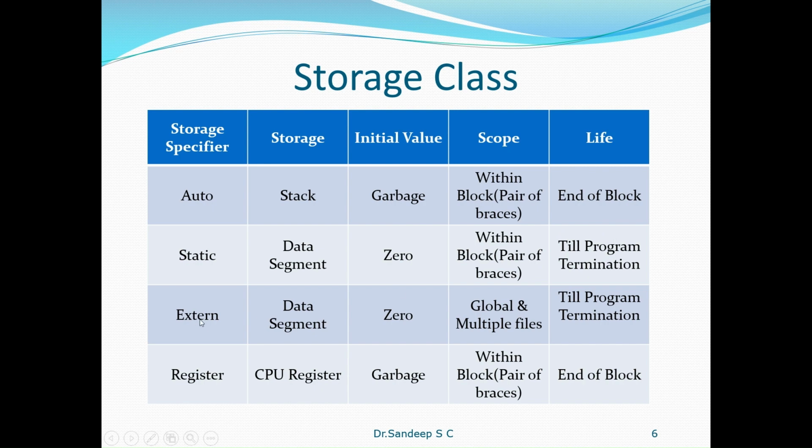Then we have extern. This is also stored in the data segment with 0 as the default value. This is declared globally, and it will have a scope in multiple files. We can use that variable in multiple files. And its life is also till the termination of the program in which it is used.